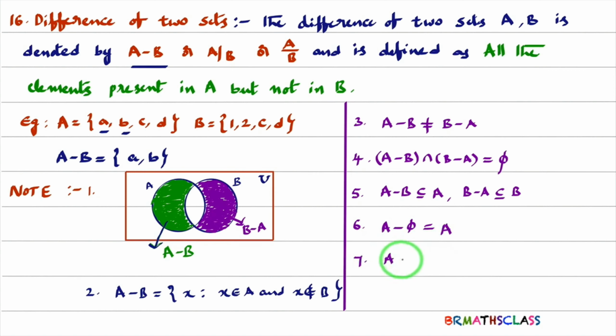Seventh point, A minus A. What is A minus A? All the elements present in A but not in A. Is it possible? All the elements present in A but not in A. What is the difference between A and A? A minus A is the null set. So A minus A is the null set.